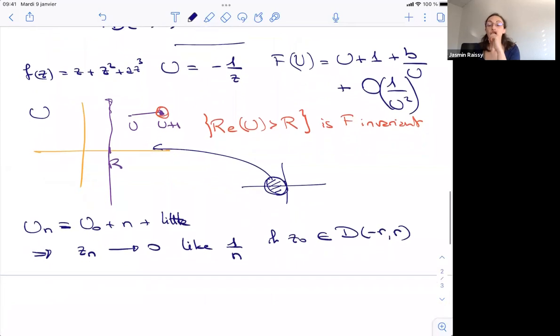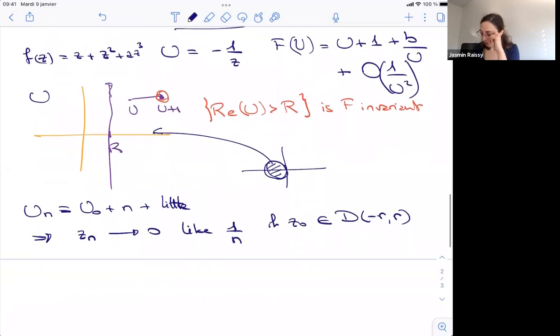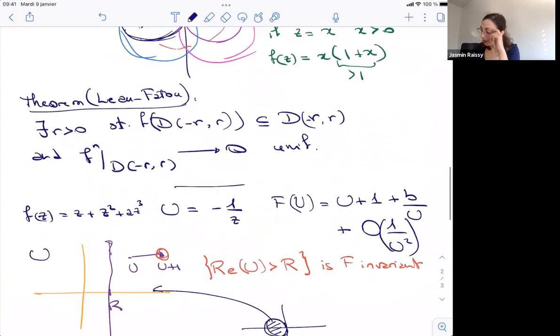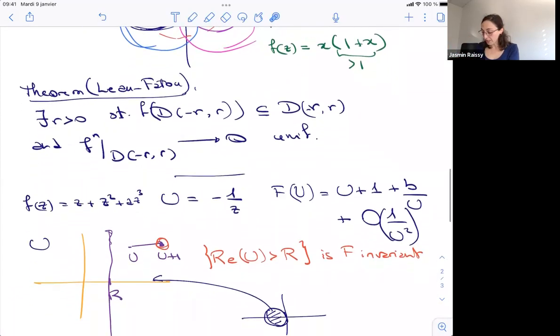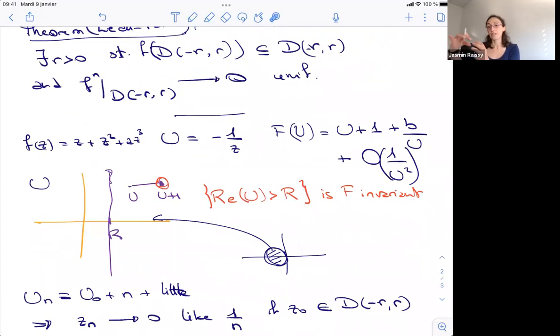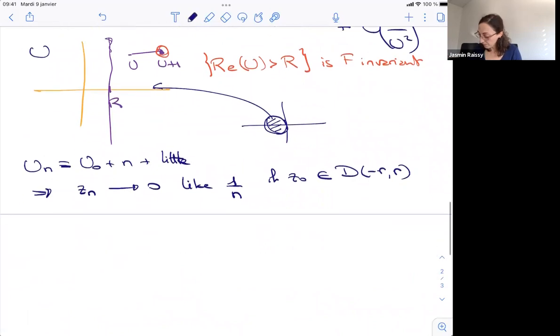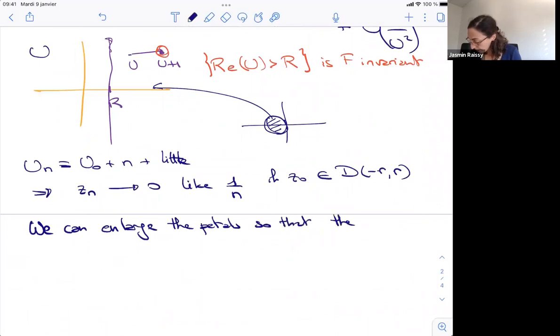So now in here, this is not exactly the end of it, because the Leau-Fatou flower theorem is telling me that I can find a small petal where I converge to the origin, and I apply it to f inverse. I can find a small petal where I converge to the origin on the other side. But these two petals at the very beginning, they don't intersect. So we can enlarge petals so that they intersect.